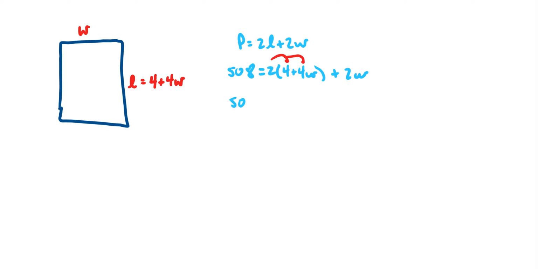So we're going to distribute the 2 on the right-hand side. So we get 8 plus 8W, and then plus the 2W at the end. And then we can subtract this 8 to the left-hand side. So 508 minus 8 is 500. So we're going to get all the constants on the left, all of the variables on the right. 8W plus 2W is 10W. And then divide both sides by 10 to finish solving this for W. 500 divided by 10 gives us 50.